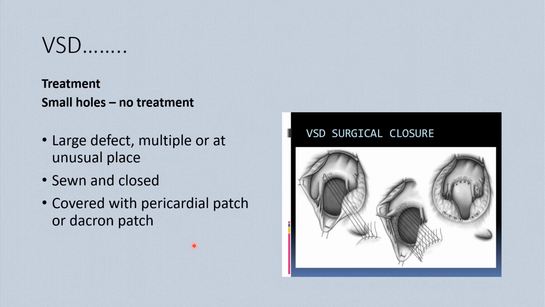In small holes, no treatment is required, but if the ventricular septal defect is large, multiple, or at unusual places, it is soon closed. And again, a patch of pericardium is taken, placed over the ventricular septal defect, and sutures are applied all around. Sometimes this defect is closed with an artificial material called a Dacron patch.